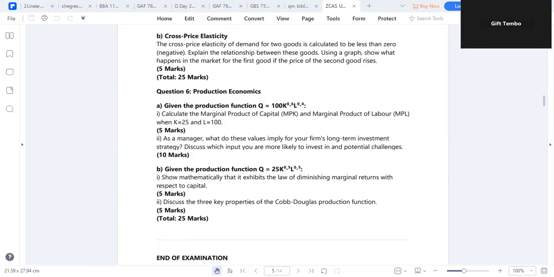All right. So let's look at question number 6B. These are exam questions, so I need you to really take them seriously. Show mathematically that it exhibits the law of diminishing returns with respect to capital, then discuss any three properties of the Cobb-Douglas function. Then we end there. So the law of diminishing returns, let's see whether it is showing. We know that if we have a negative value, the law of diminishing returns will exist. So let's do the partial derivatives. How do we differentiate that? How do we find the MPK and the MPL for that?